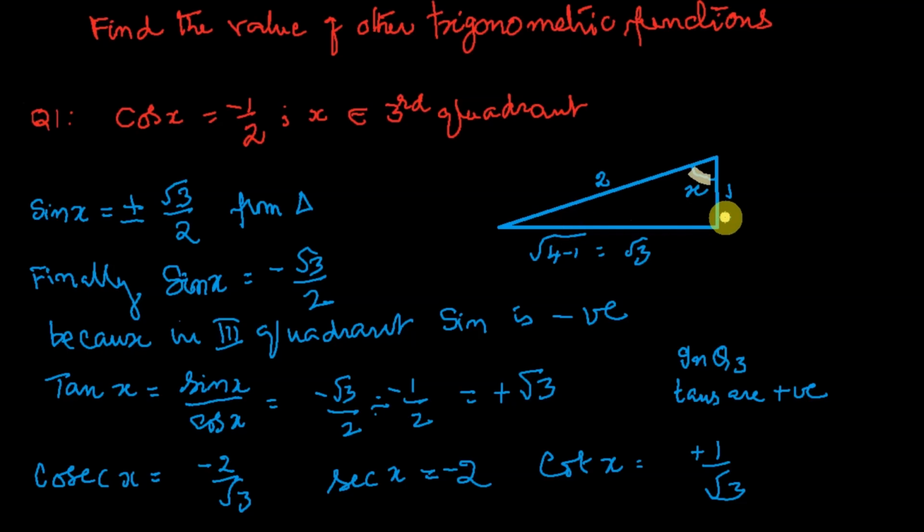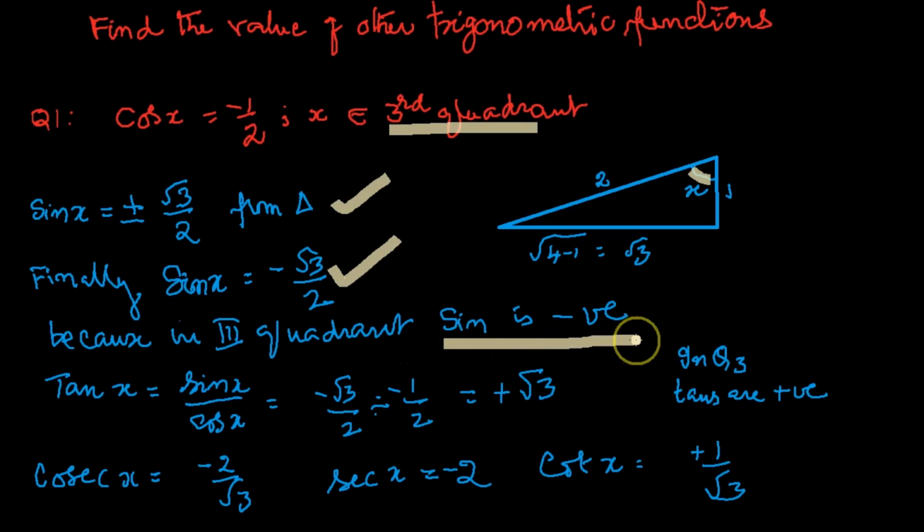So sin x is the opposite side over hypotenuse, root 3 by 2, plus or minus. And in which quadrant is it? It is in the third quadrant. In the third quadrant, sin is negative, cos is negative. All silver tea cups. So sin x, among plus or minus, you must take minus. Sin x is minus root 3 by 2 because it is in the third quadrant.